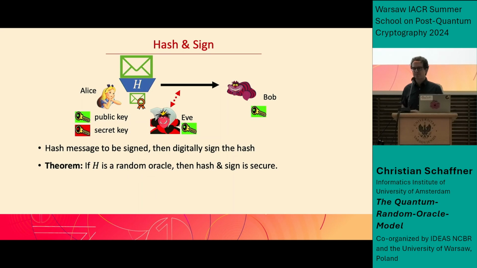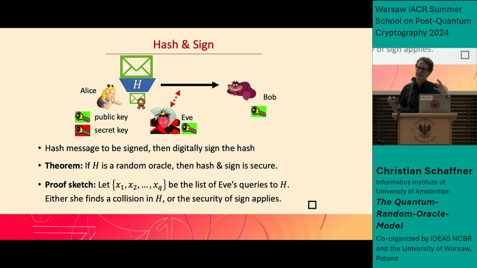And one can actually prove this theorem that if H, again, is modeled as a random oracle, then this paradigm, which we call hash and sign, is secure. And here's a little sketch.